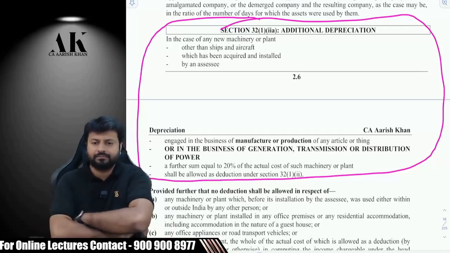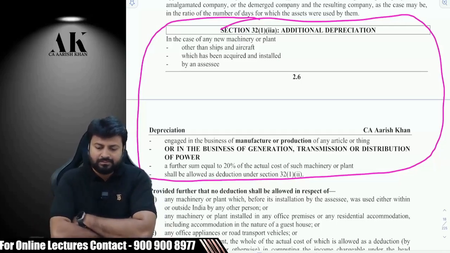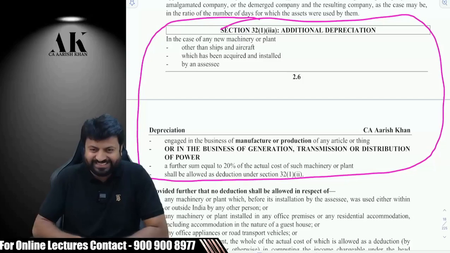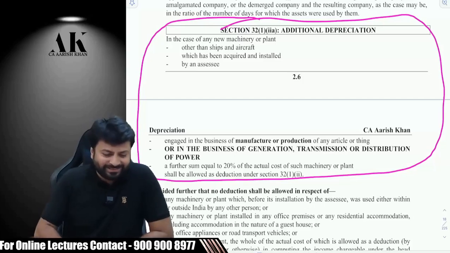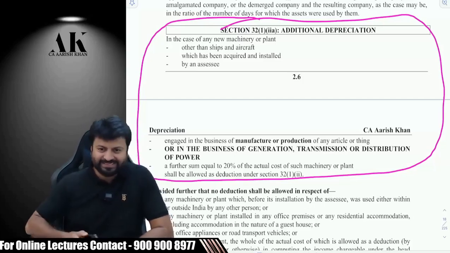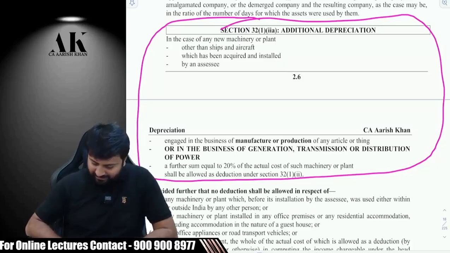Is this 32(1)(2) or 1(2)(a)? Everything is correct in the book. If it is incorrect, I would let you know. But a good question. What you asked, Prashant, is a part of my discussion.